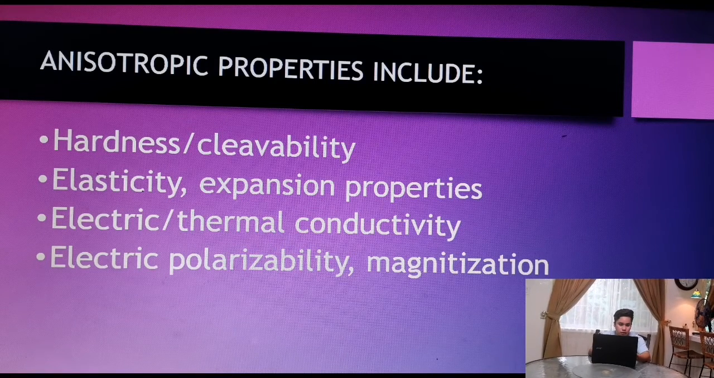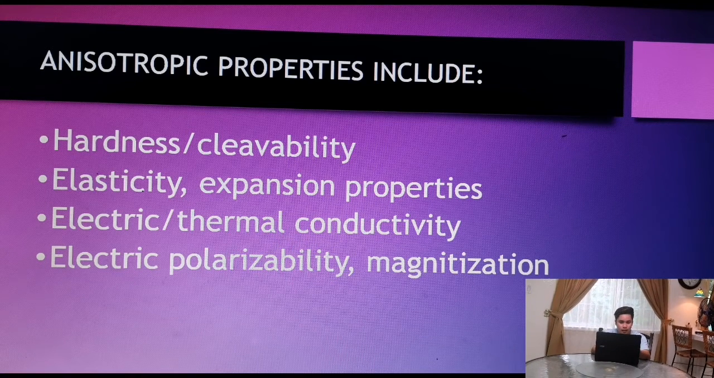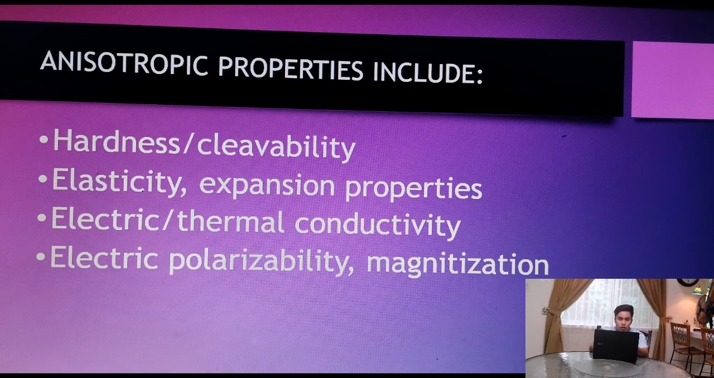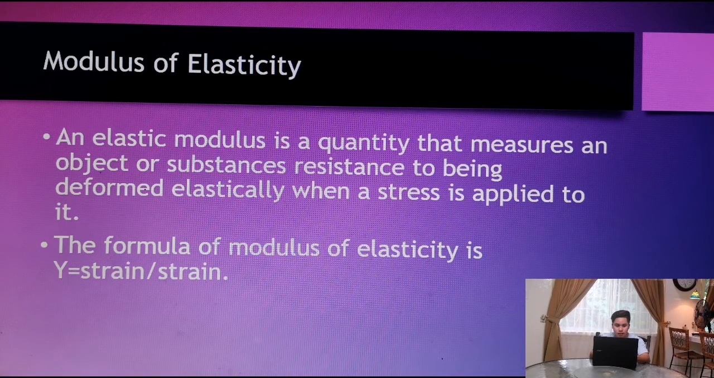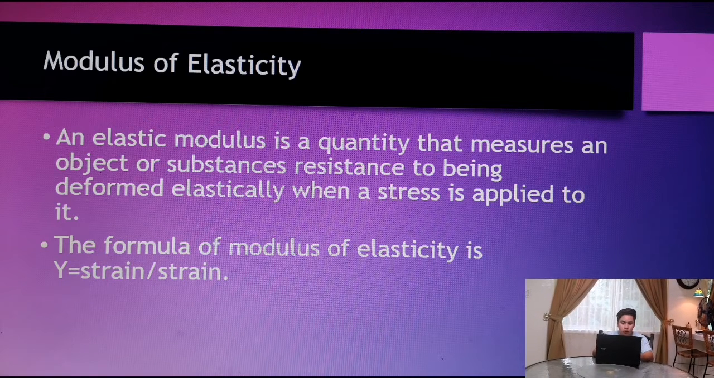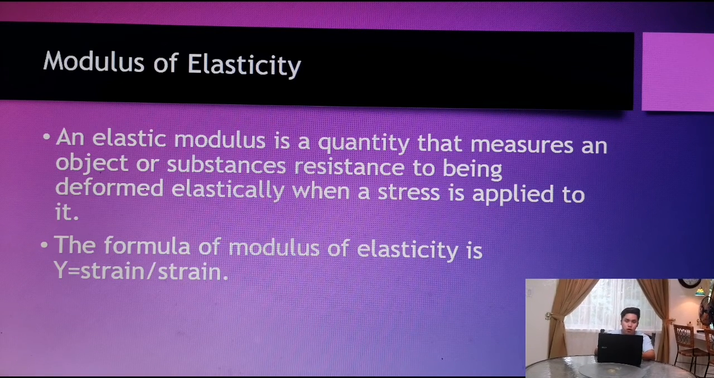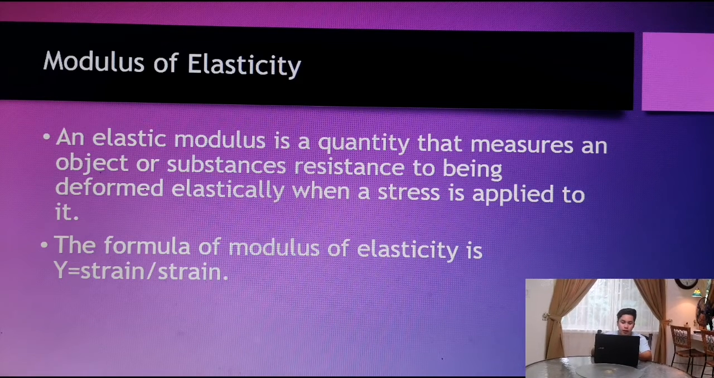Anisotropic properties include hardness, cleavability, elasticity, expansion properties, electric or thermal conductivity, electric polarizability, and magnetization. Modulus of elasticity. An elastic modulus is a quantity that measures an object or substance's resistance to being deformed elastically when a stress is applied to it. So the formula of modulus of elasticity is Y is equal to stress over strain.